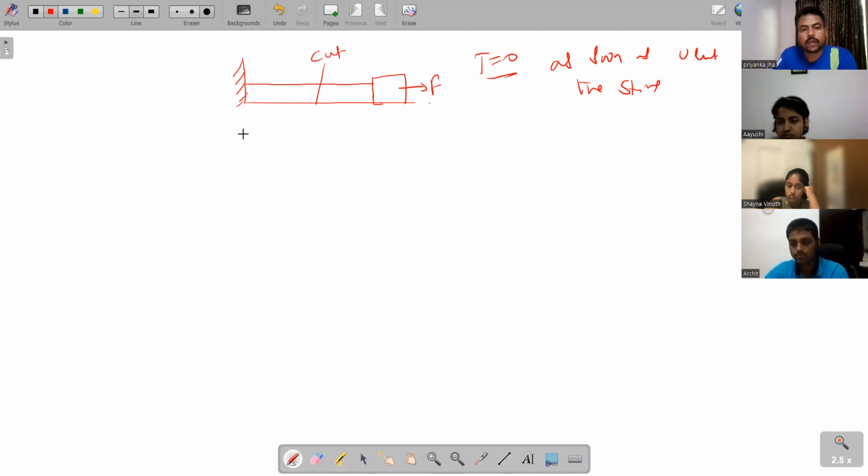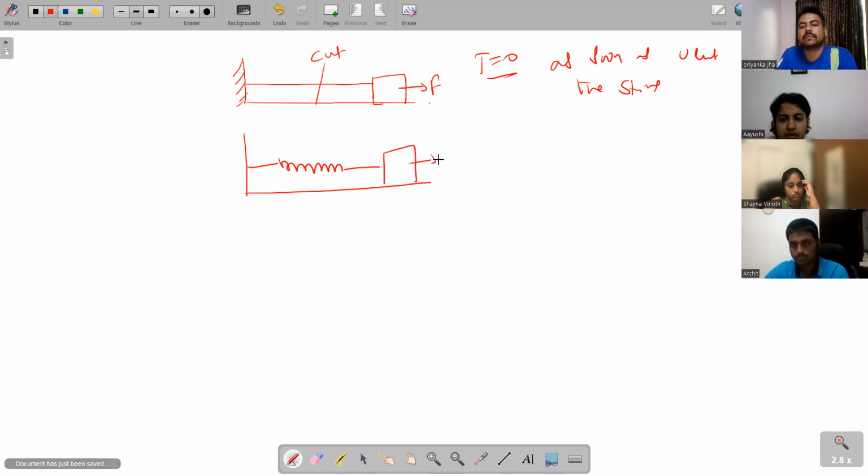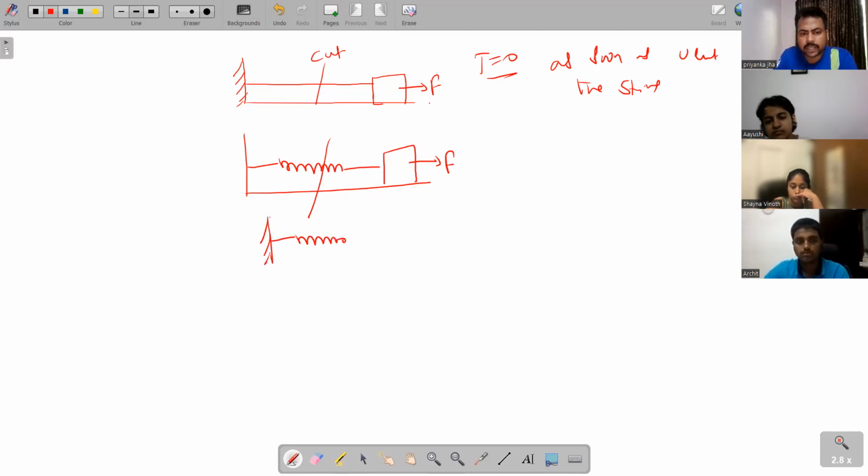Now let's talk about the case of a spring. Again, suppose you apply some force. Because of this, the spring will have some extension and hence it will have some tension. Correct? But as soon as you cut this, analyze the situation like this. One end will be connected here, and from here you have cut. And there is another part that is connected to the block.